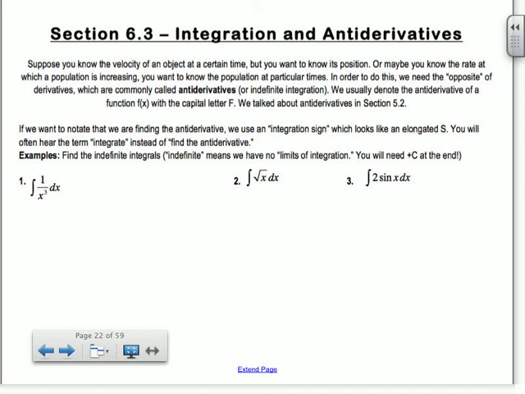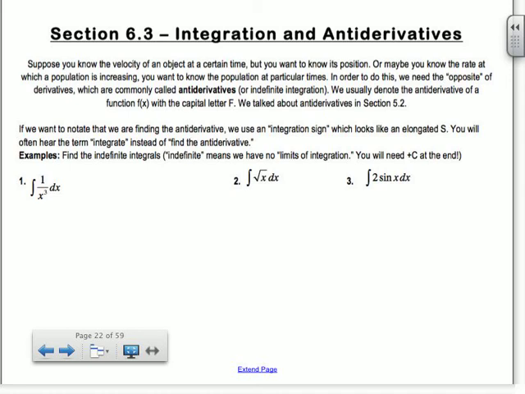Okay, so suppose you know the velocity of an object at a certain time, but you want to know its position. Or maybe you know the rate of change of something, but you want to know the actual population. So you need to do the opposite of deriving. You have the derivative already, you need to find the original function. This is called antiderivatives. Okay, so number one, I have 1 over x cubed dx.